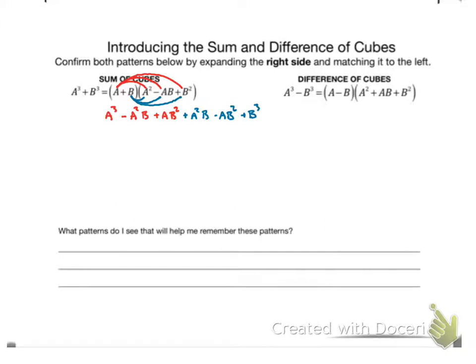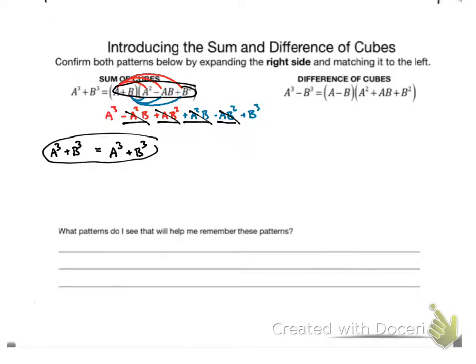So now when we go to collect our like terms, we have negative a squared b here plus positive ab squared here. These cancel out. We have ab squared and a negative ab squared. These two cancel out. So in the end, what we're left with is a cubed plus b cubed, which is equal to a cubed plus b cubed. Right? So that's confirming that this expanded form here is equal to a cubed plus b cubed.